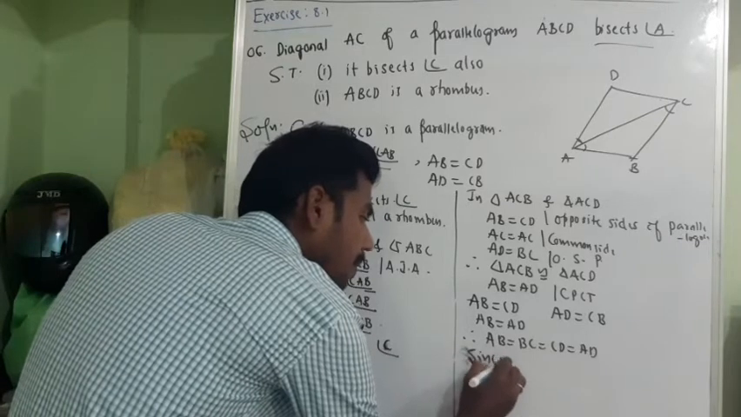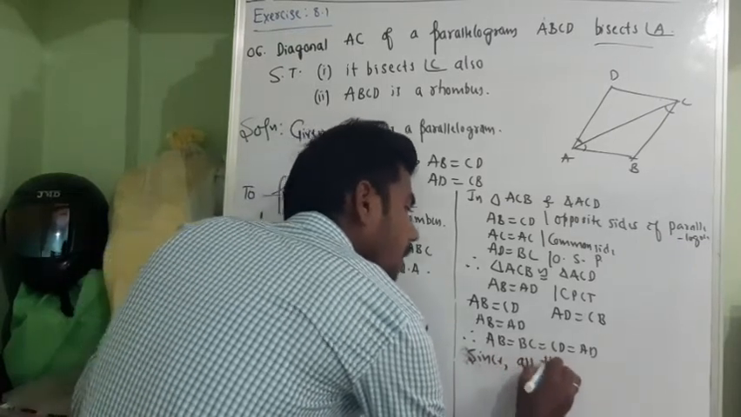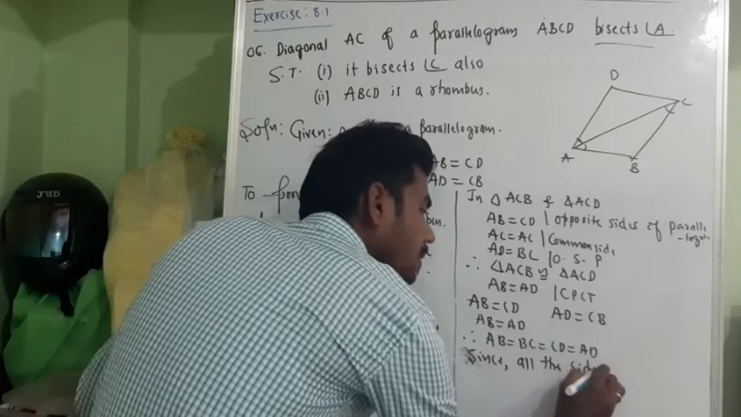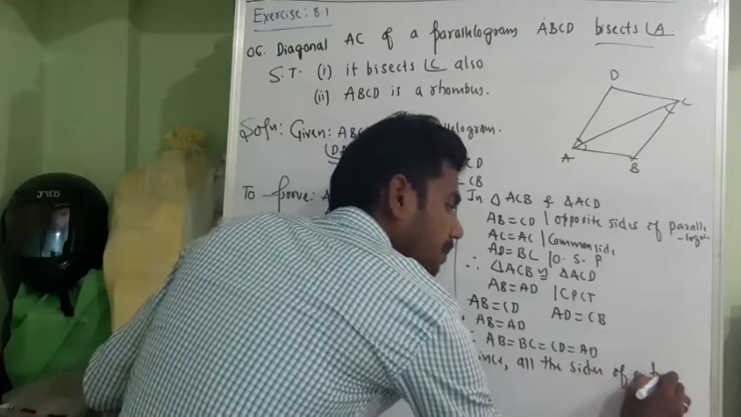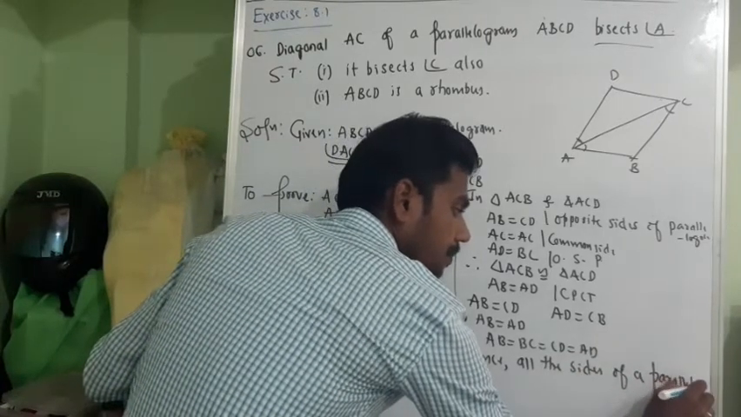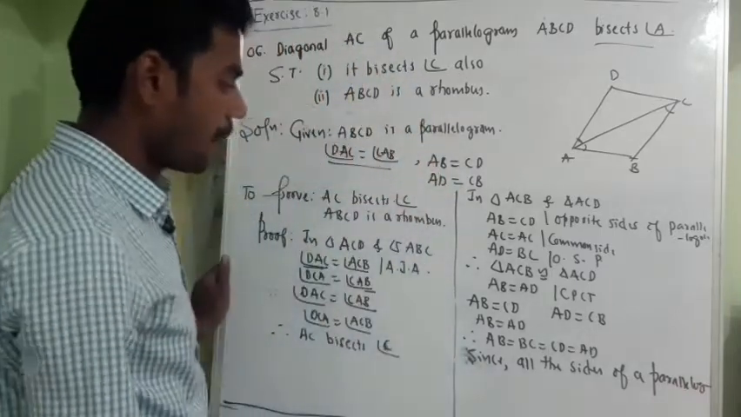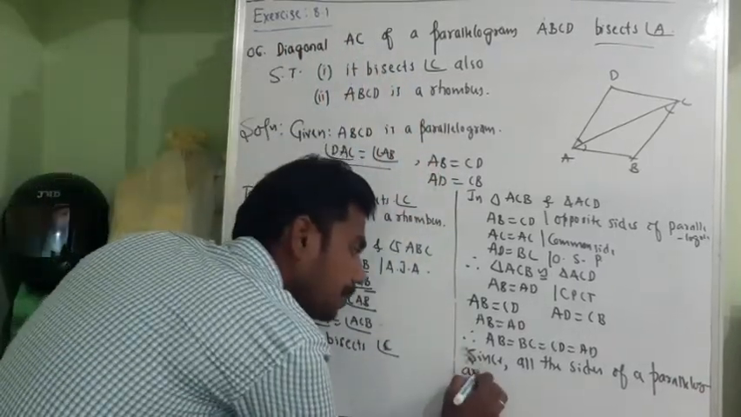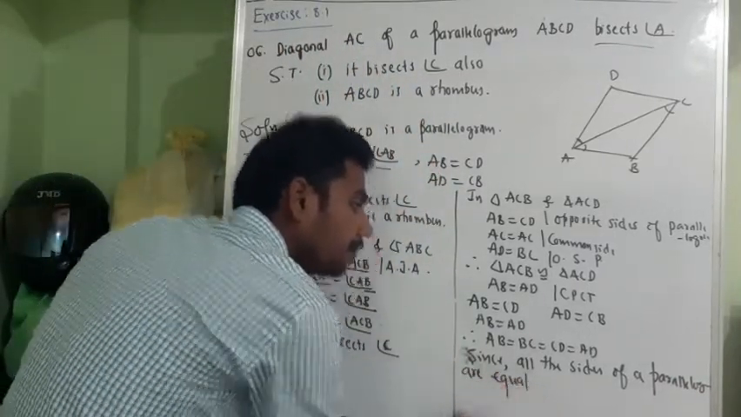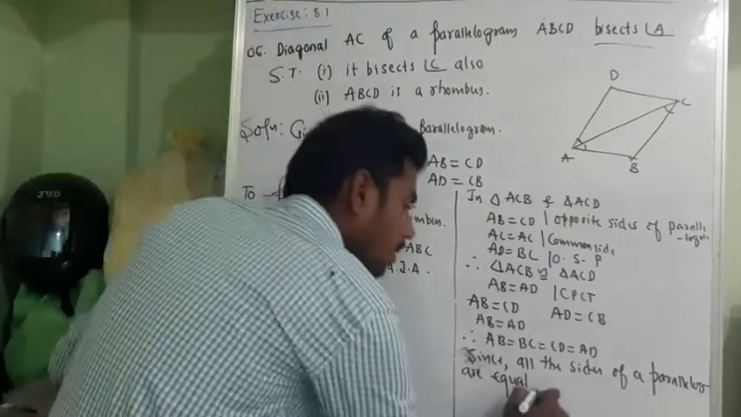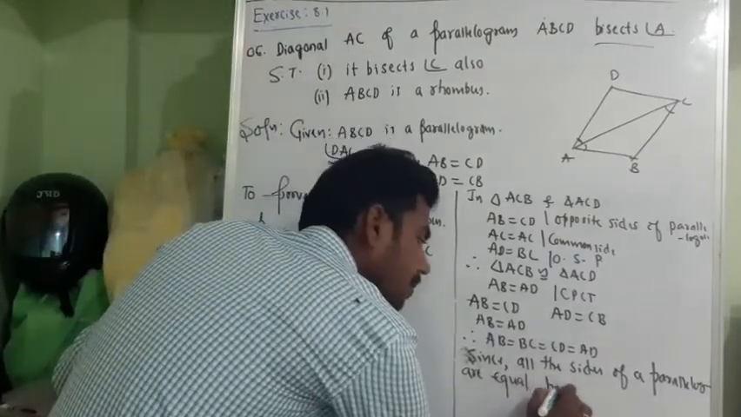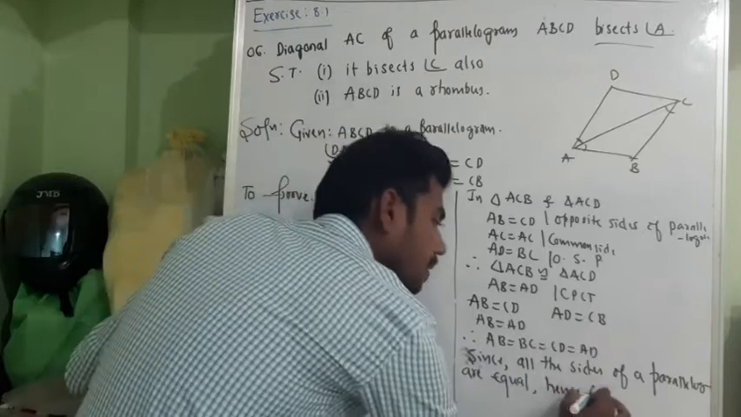Therefore, since all the sides of a parallelogram are equal, hence ABCD is a rhombus.